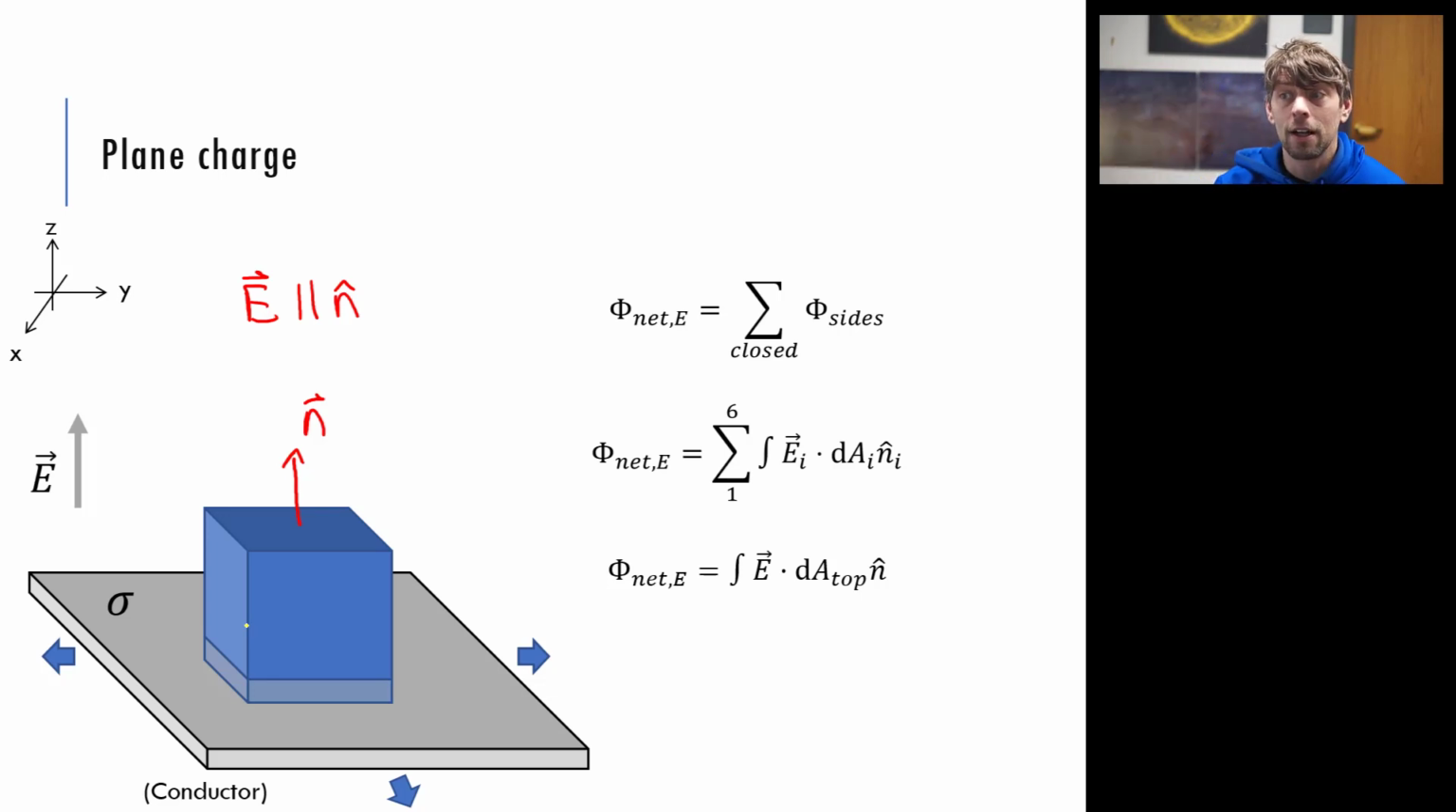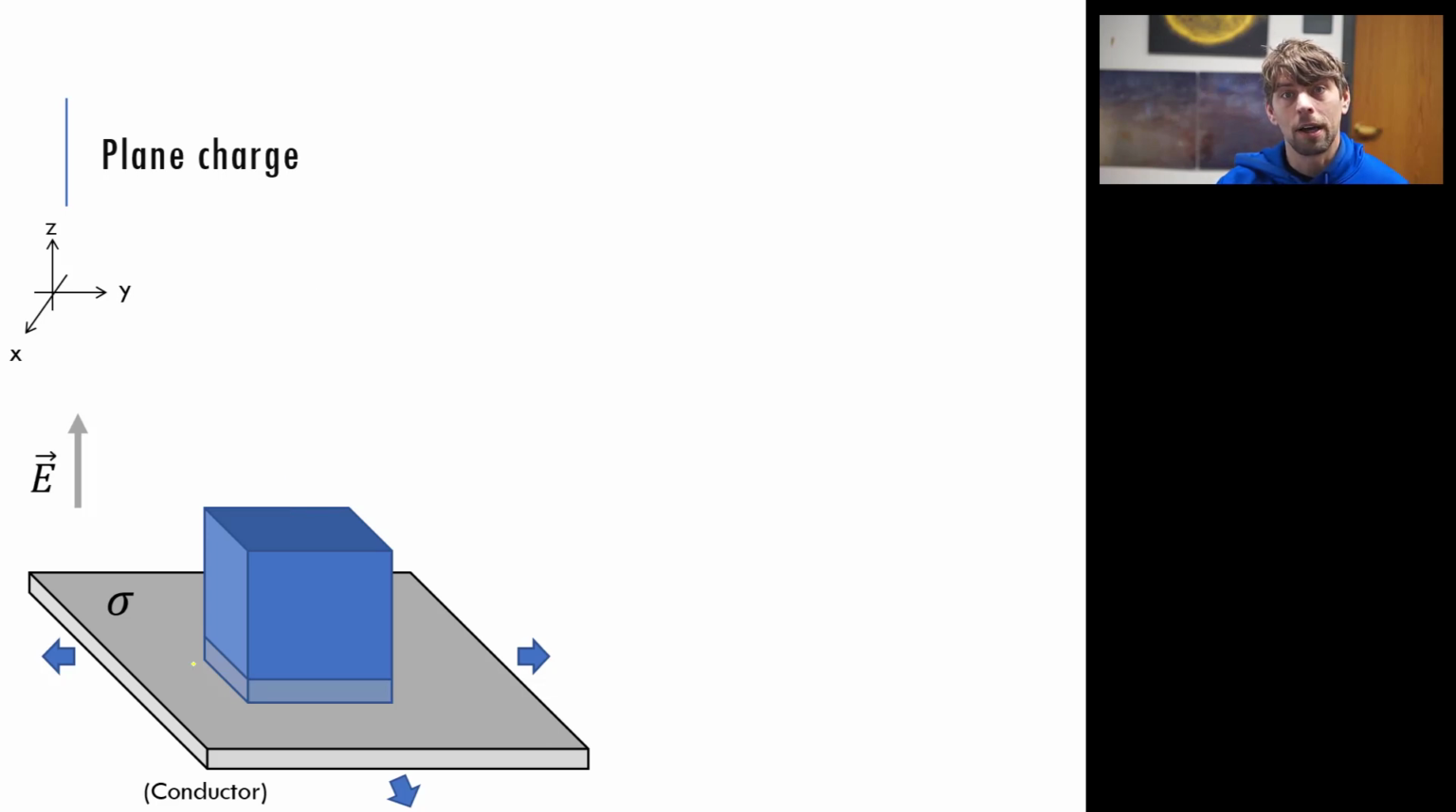The magnitude remains constant. And so I can write that the net flux through the entire Gaussian surface is simply equal to the magnitude of the electric field times the area of the top surface. Cool? Now we would like to apply Gauss's law for the electric field. We have shown that the net flux is simply the magnitude of the electric field times the area of the top surface. Now we have to ask ourselves how much charge is inside that Gaussian surface that we've drawn.